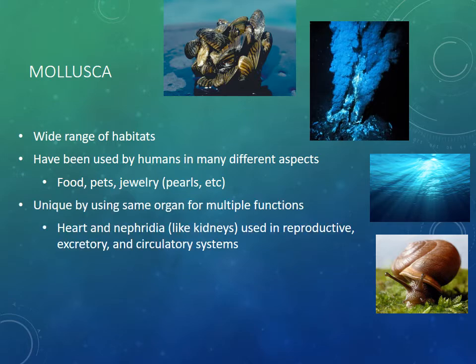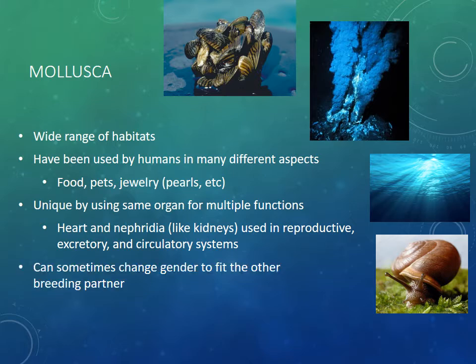They're also unique, and they use the same organ for multiple functions. The heart and nephridia, which are like their kidney type things, are used for a variety of systems. So it's not just one type of system. They can also sometimes change their gender to fit the other breeding partners. You can have a hermaphroditic snail that's going to assume the female role in this case or assume the male role in the next case. So there's a lot of that fluidity that occurs in these groups. So kind of cool.